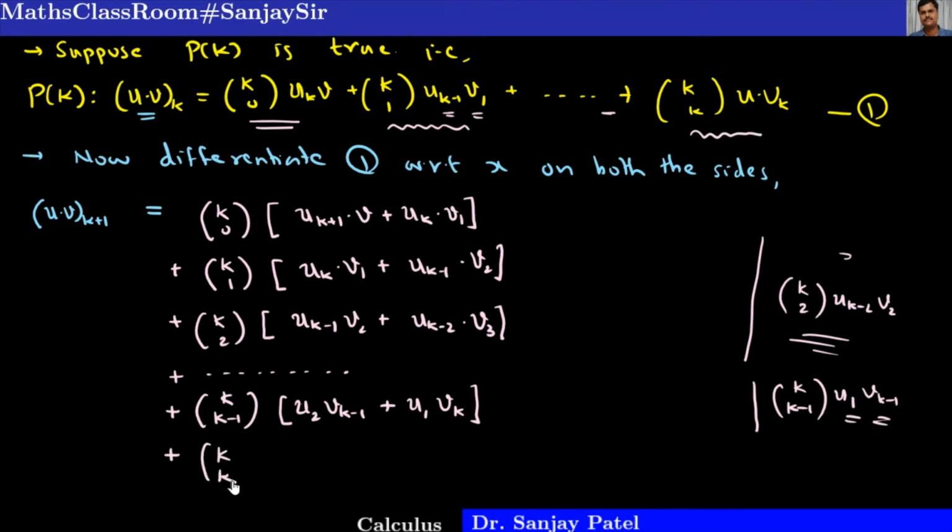Plus now the last term, the derivative of the last term, that is kck, we can write as this is u and this is v. So again using the product rule, the derivative of u is u1 and vk as it is, plus u as it is now, and the derivative of vk is vk plus 1. Okay, so now you concentrate on this thing. Let me remove this part.